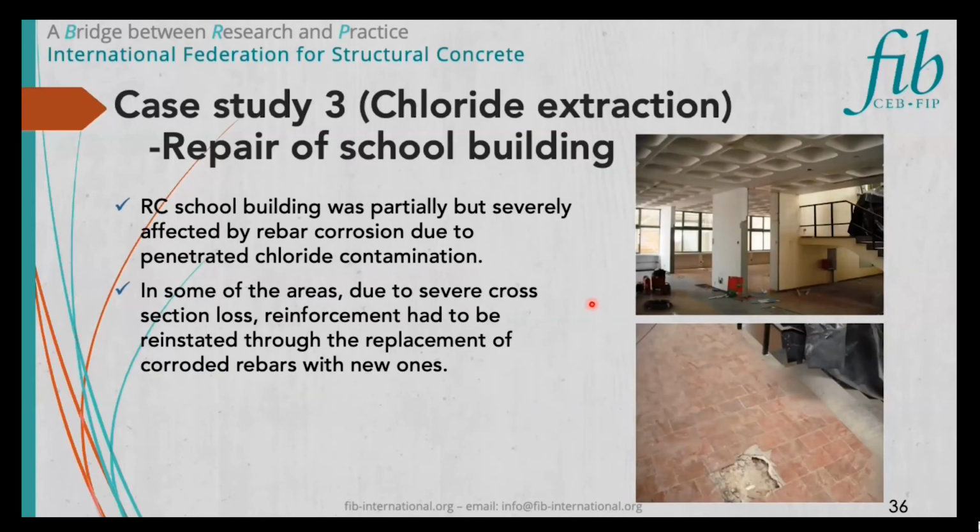The third case study is on chloride extraction applied for school building. This building was partially but severely damaged by chloride attack. In some of the areas, due to severe cross-section loss, reinforcement had to be reinstalled through the replacement of corroded rebars with new ones.